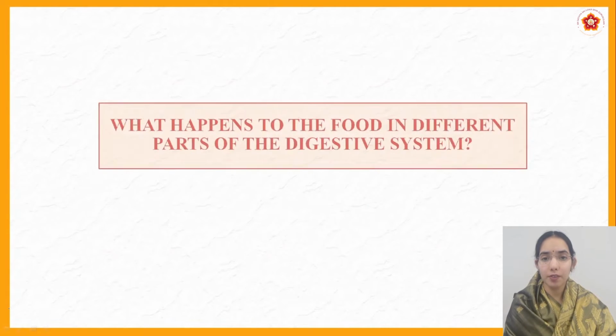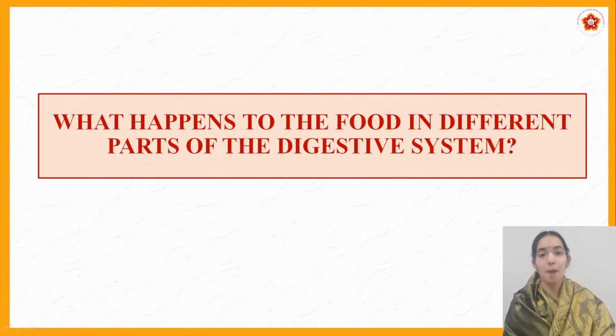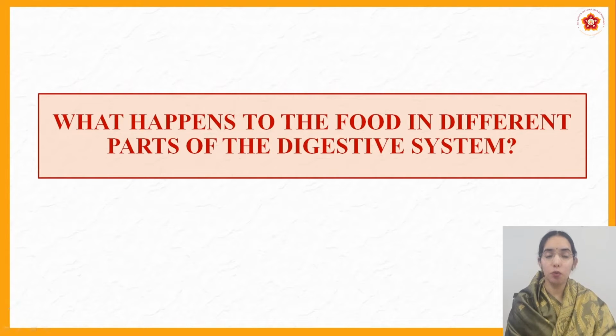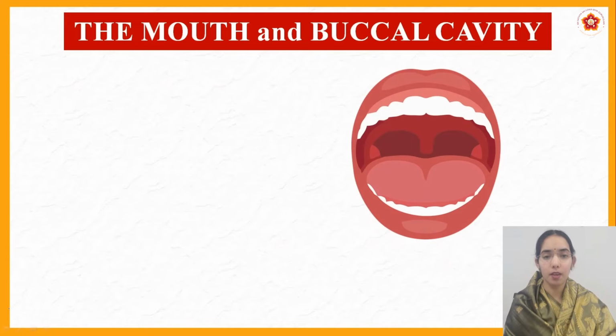Now we have studied that these are the various parts of the digestive tract. But what happens to the food in these various parts of the digestive system? This is what we are going to study in this chapter ahead. In today's part, we will be only studying about what happens to the food in our mouth. So let's start. The mouth or the buccal cavity.